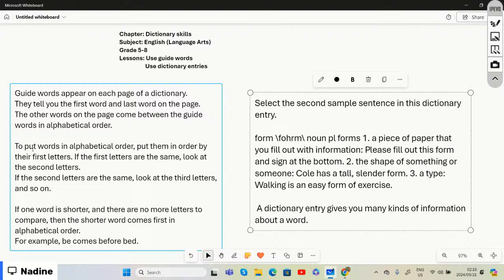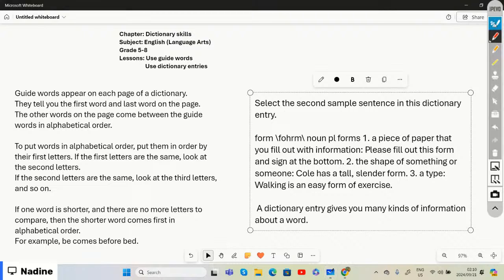All right. So once again, we have guide words. And like I say, our dictionary is in alphabetical order. So you open the dictionary and you get all of the words that start with the letter A, and then as we go further, B, up until we get to Z. But on each page of a dictionary, we have guide words.